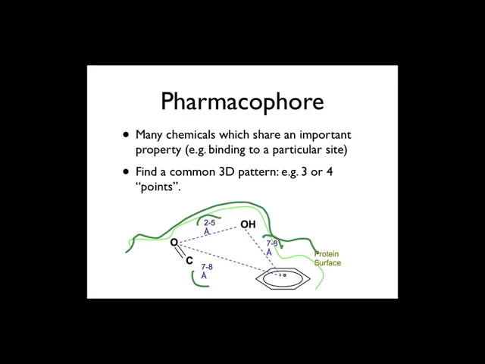What you've done is find a common three-dimensional pattern in all the molecules which are known to bind that protein in that particular site. If you can find a set of them and find this 3D pattern, you store that and call that a 3D pharmacophore, and you can have a 3 or 4 point pharmacophore. In this case, you see we have a 3-point with a triangle.